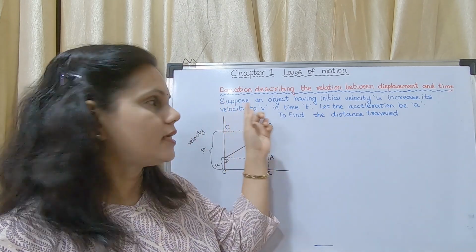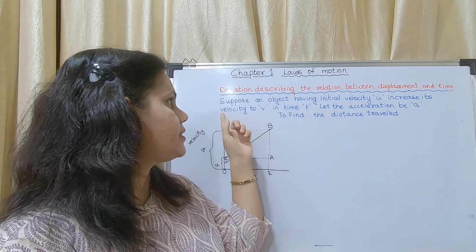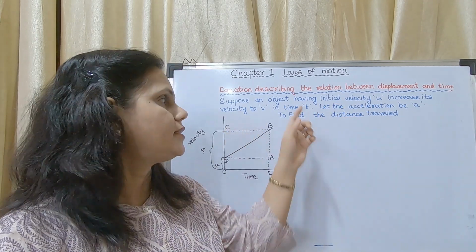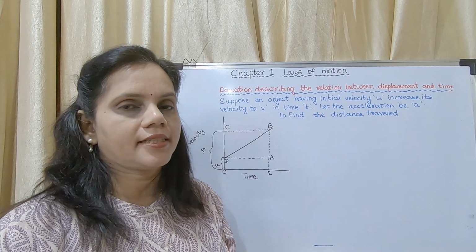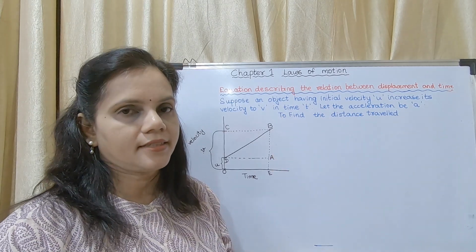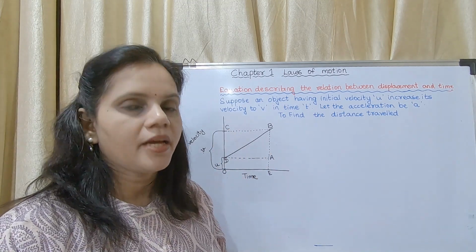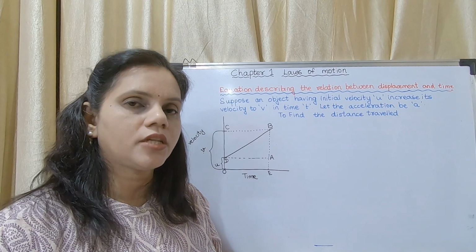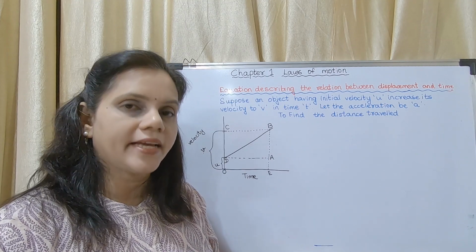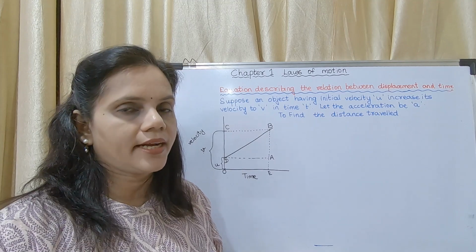So, suppose an object having initial velocity u increases its velocity to v in time t. Let the acceleration be a. You have to find the distance travelled. This is the graph. Again the graph is the same. Whenever you derive an equation, your graph should be there. If there is a diagram in the textbook, you have to draw that diagram.